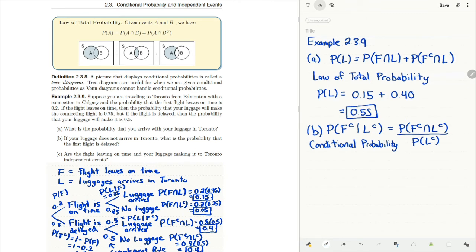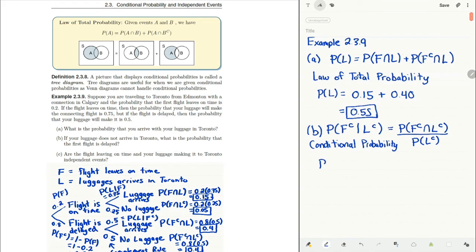So we already calculated the probability that the flight is delayed and our luggage does not arrive to be 0.4 from using our tree diagram. And so what we need is the probability that our luggage does not arrive. So we want the probability of L complement.